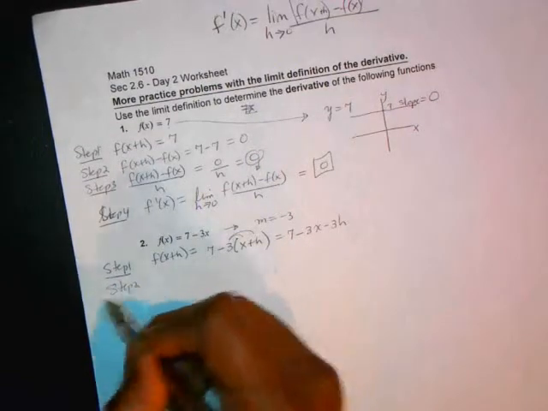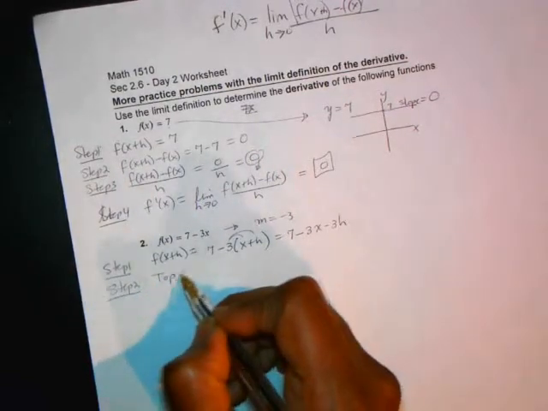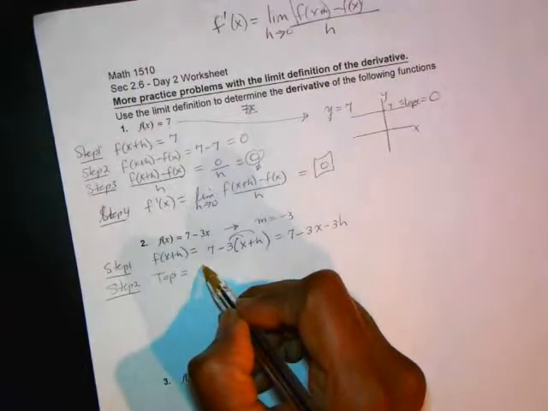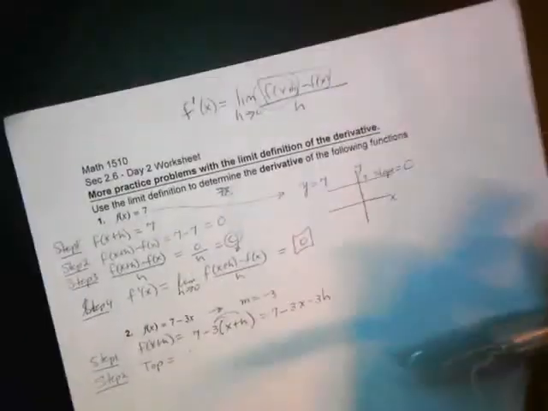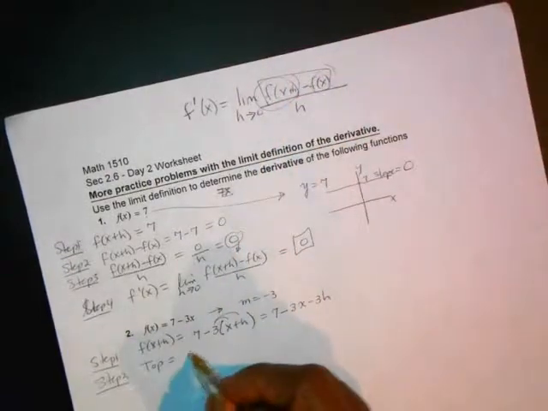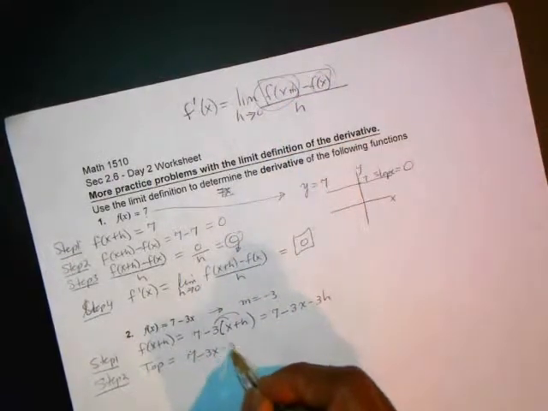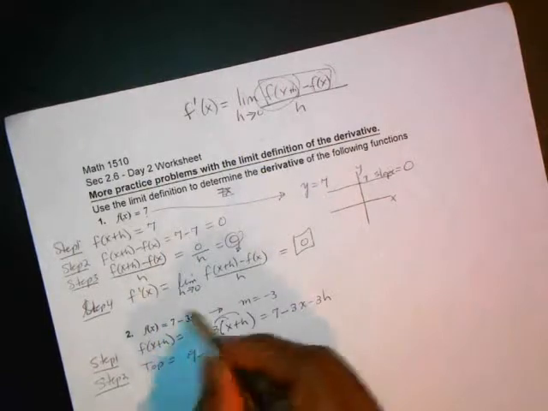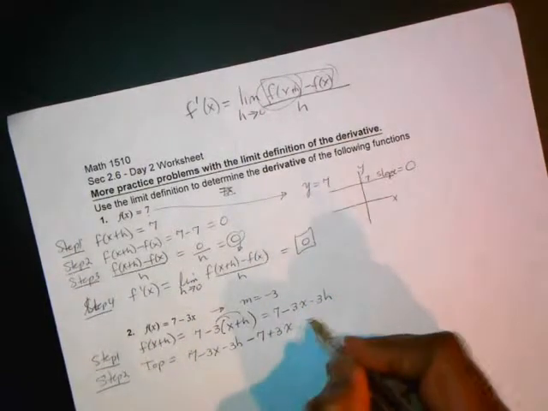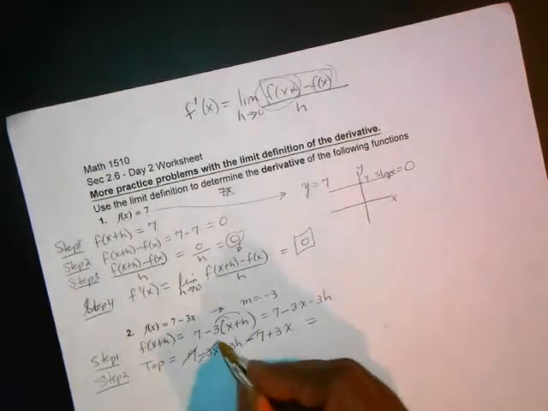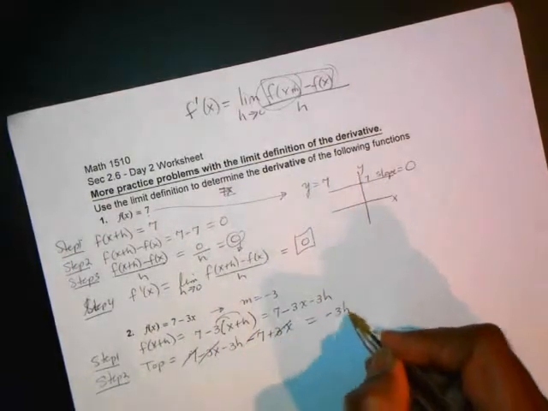In step 2, do the top portion of that difference quotient. It's f of x plus h minus the f of x. So it's this 7 minus 3x minus 3h minus, in parentheses, or distribute the negative, you get that. Clean that up. 7 and minus 7 cancel, that cancels, I get negative 3h.